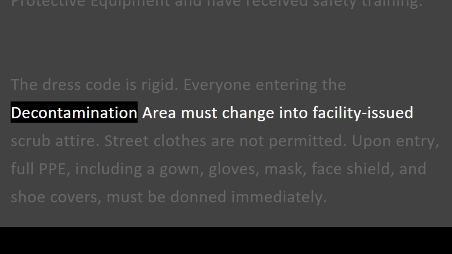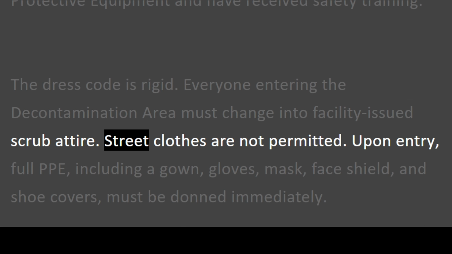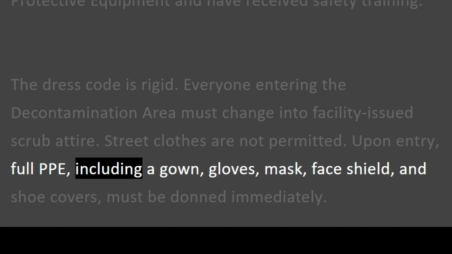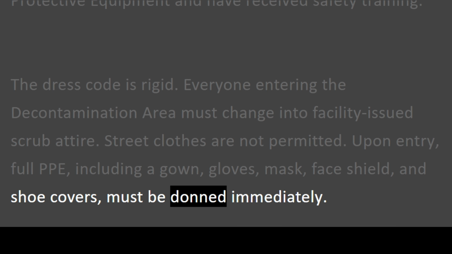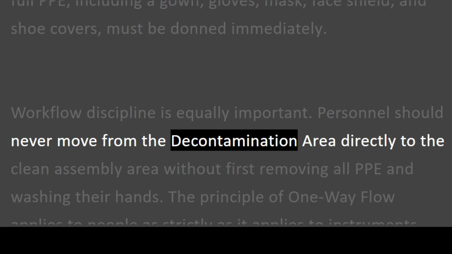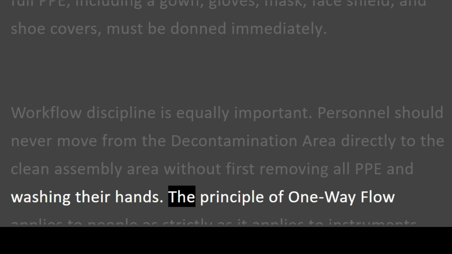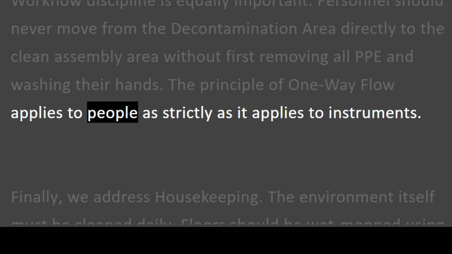Everyone entering the decontamination area must change into facility-issued scrub attire. Street clothes are not permitted. Upon entry, full PPE, including a gown, gloves, mask, face shield, and shoe covers, must be donned immediately. Workflow discipline is equally important. Personnel should never move from the decontamination area directly to the clean assembly area without first removing all PPE and washing their hands. The principle of one-way flow applies to people as strictly as it applies to instruments.